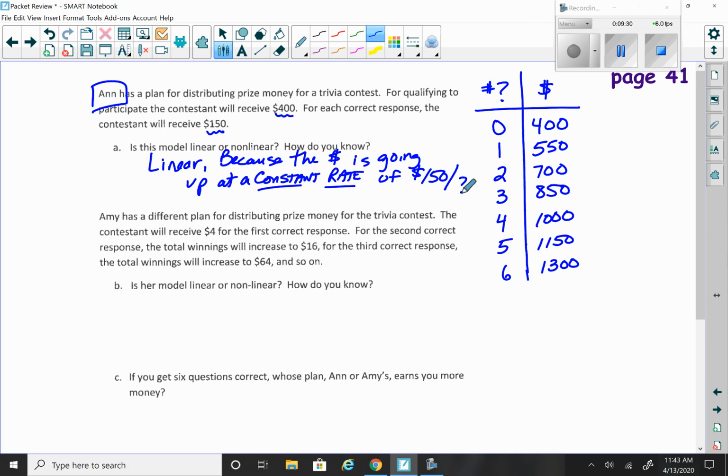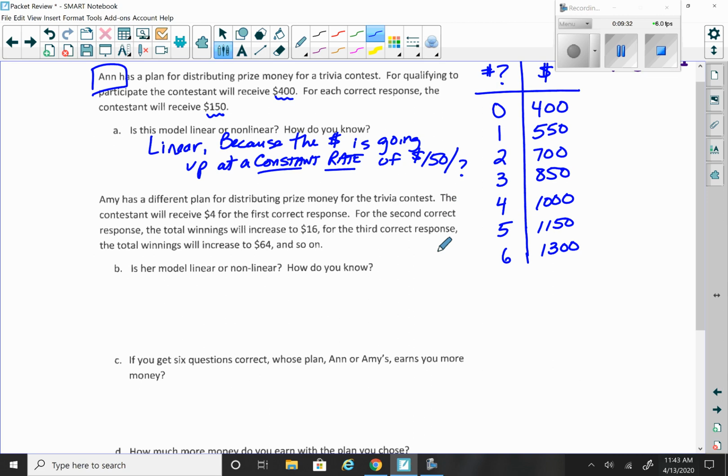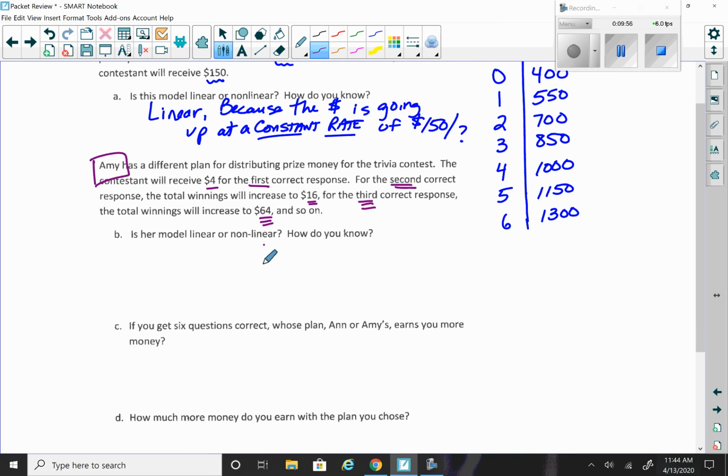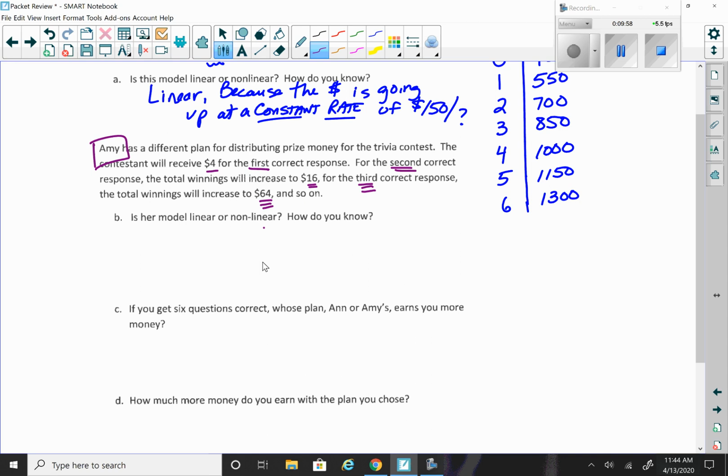Now we have Amy, a different person, and she has a different plan for distributing prize money for the trivia contest. So it says here that the contestant will receive $4 for the first correct response. For the second correct response, they get a total of $16. For the third correct response, they get $64, and so on. So we want to make a table of values that represent Amy's plan.